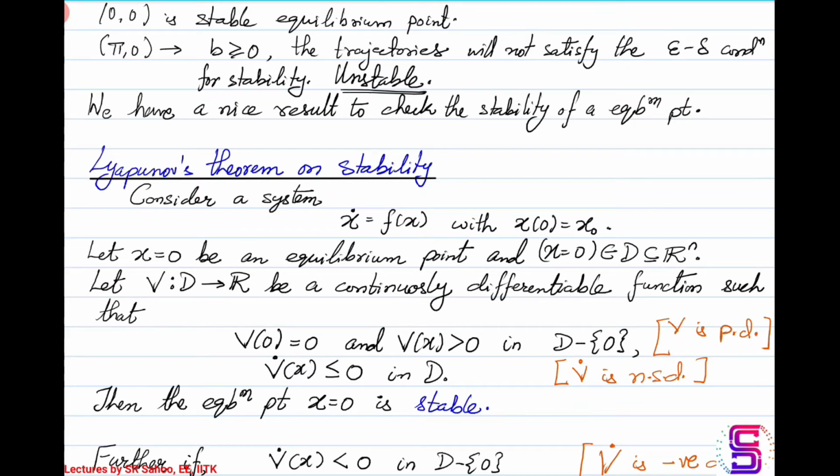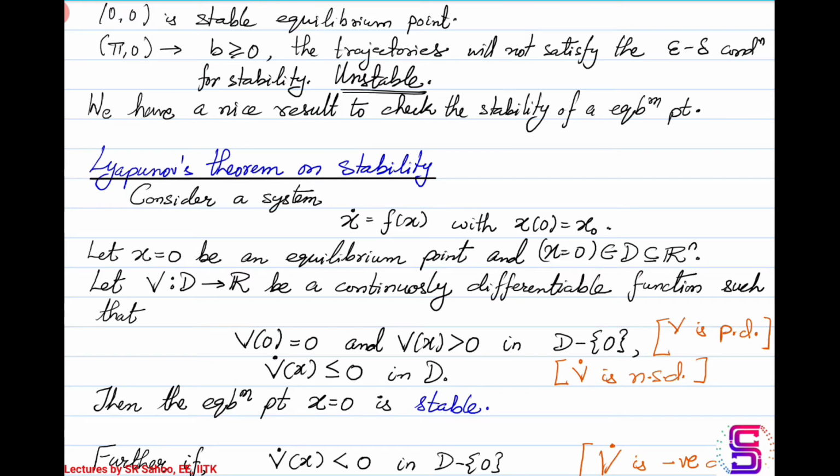Okay, when b is equal to 0 or b greater than 0, because in both cases, if you start arbitrarily close to the equilibrium point (0, 0), then your trajectories also stay nearby, they do not venture out. Okay, but if you consider the equilibrium point (pi, 0) for b greater than or equal to 0, the trajectories will not satisfy the epsilon delta definition that we saw for stability. That is why the (pi, 0) equilibrium point will be an unstable equilibrium point.